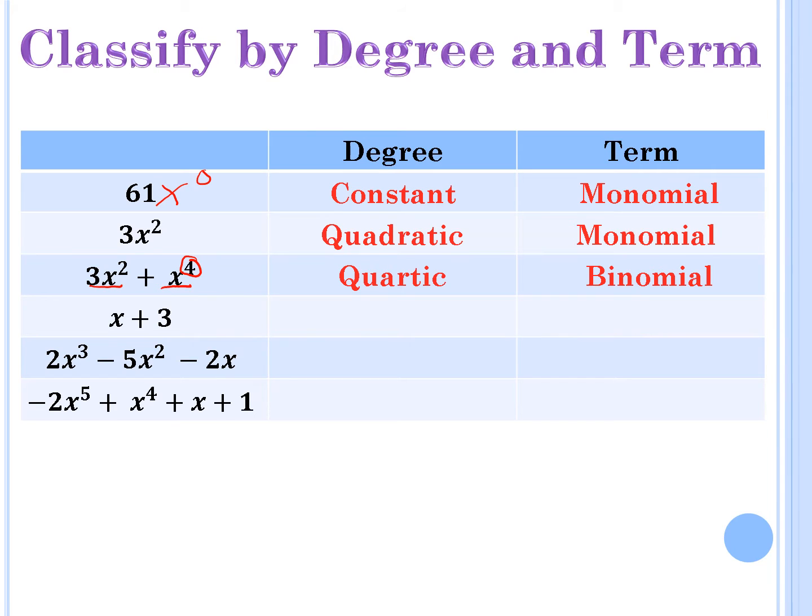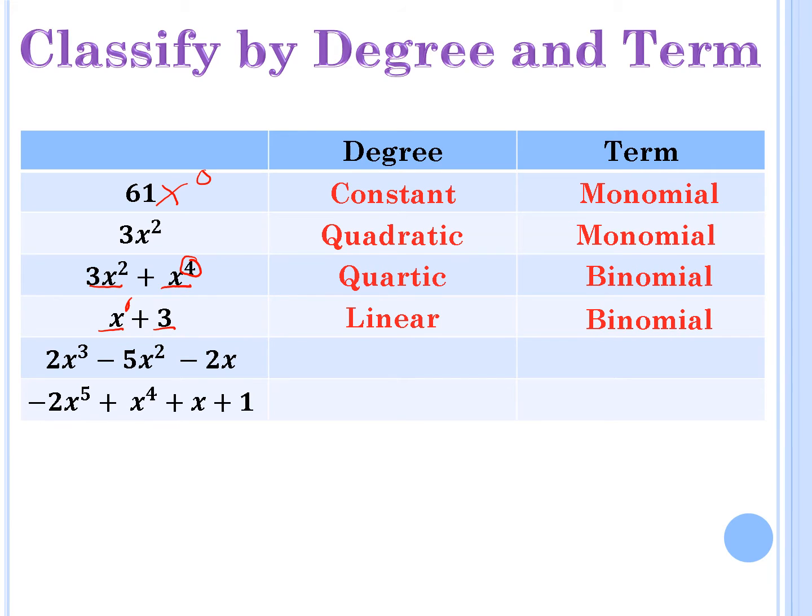Let's look at the next one. When we classify x plus 3 by degree, the exponent is not written, but if you remember, that's an x to the 1st. So since that's an x to the 1st, it is linear. Now there are two terms. Two terms is a binomial.